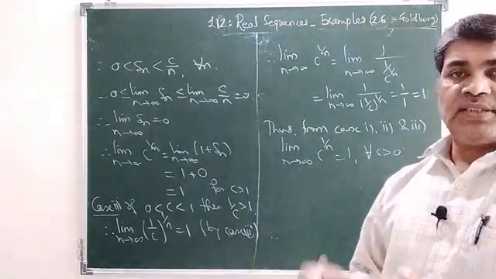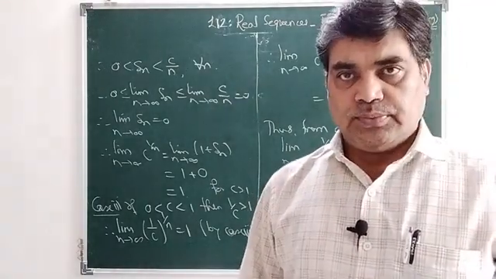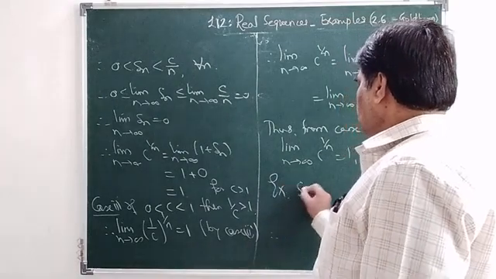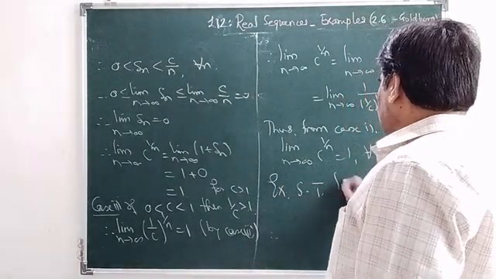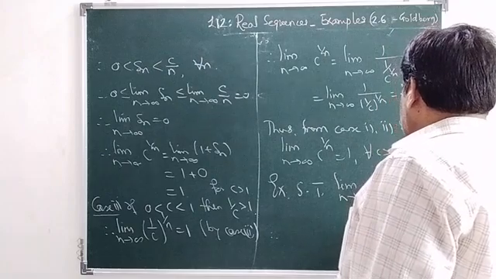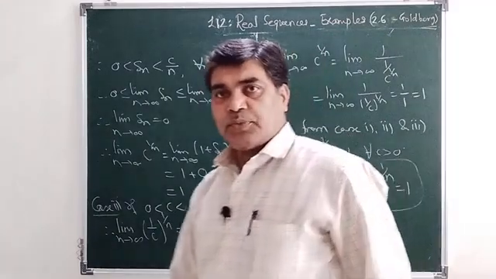Whatever positive number c may be, the limit of c raised to 1 by n is always 1. Okay. So exercise, show that the limit as n tends to infinity of n raised to 1 by n is 1. This is an exercise for you.